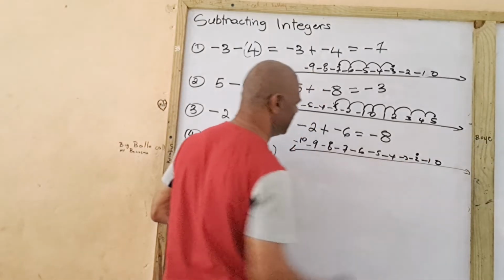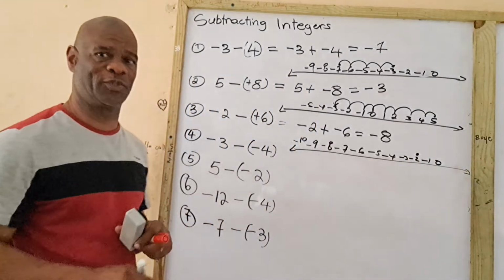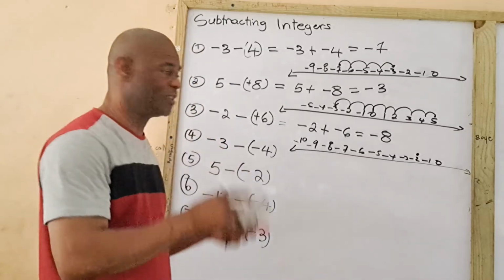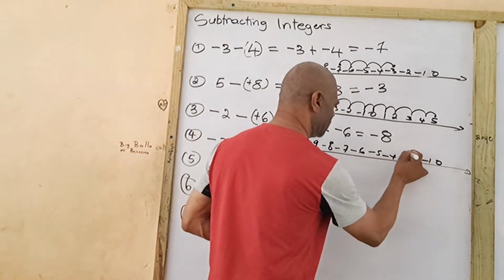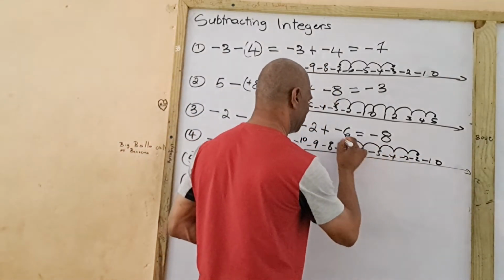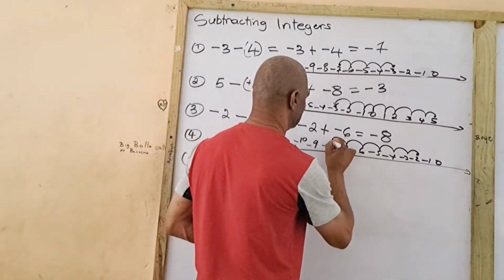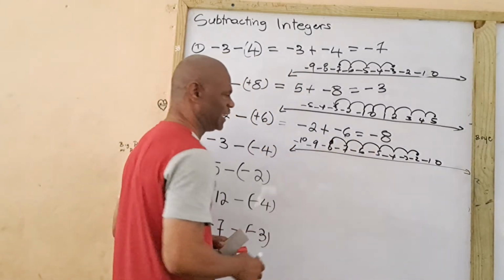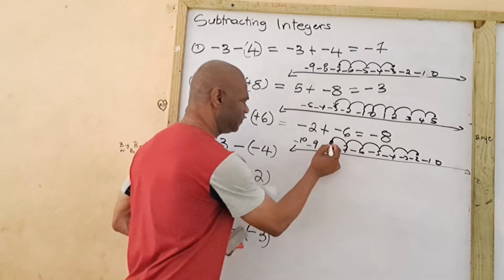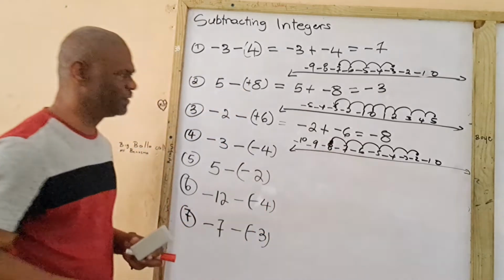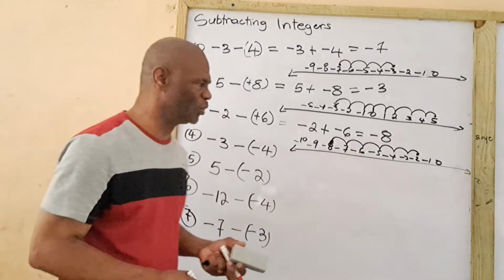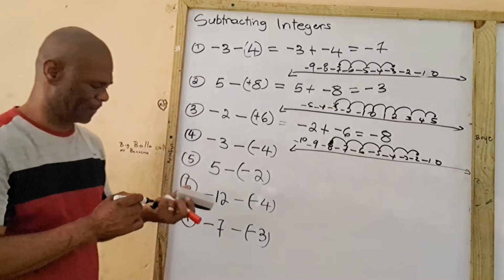And we are moving how many places? We are moving 6 places, which direction? To the left. Alright, so we go 1, 2, 3, 4, 5, 6. Good. And that takes us to negative 8. Alright? So negative 6 plus negative 2 is negative 8.